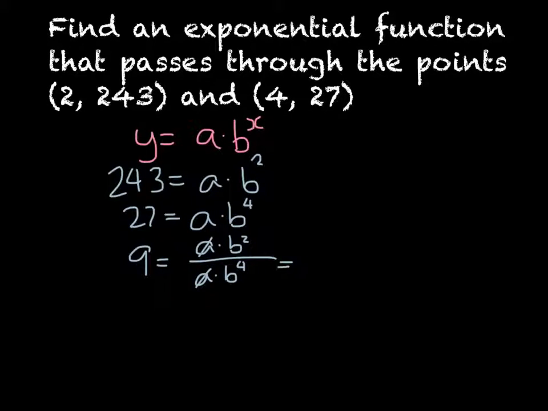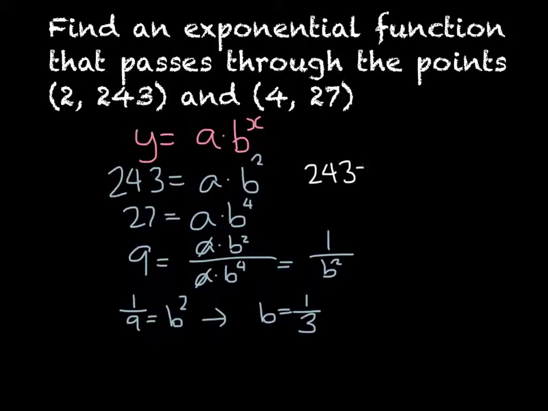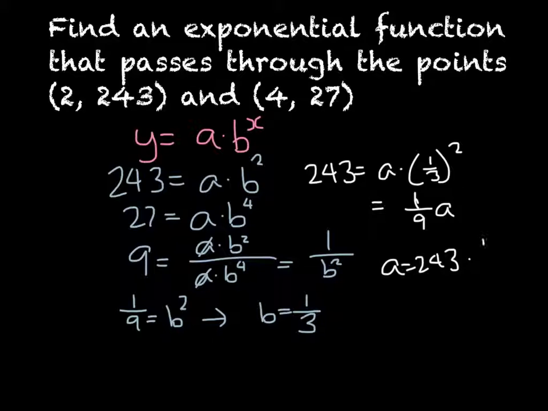Our a's cancel, and we end up with 1 over b squared. So that tells us that 1 over 9 equals b squared, or b equals 1/3. Now we can plug this into our original equation. So we can say 243 equals a times 1/3 squared, or 1/9 times a, and that means that a equals 243 times 9.